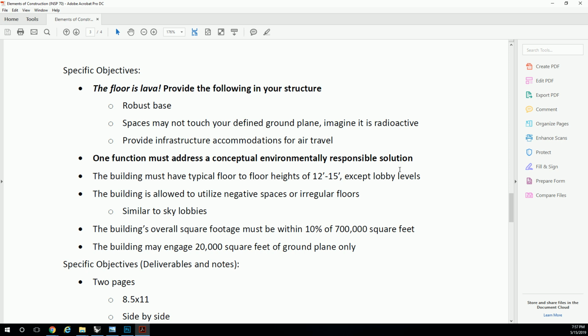So I wrote down the floor is lava. That's kind of the inspiration behind this. We're going to create a building that doesn't really touch the ground, in a way. If you jump down to the requirements, it's a 700,000 square foot building, within 10% of that, so give or take 5%. And the building can only touch the ground at a maximum of about 20,000 square feet, which means it's only about an area of 140 feet by 140 feet. So it's a relatively small footprint.